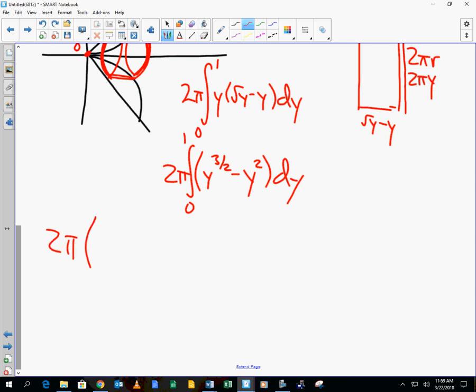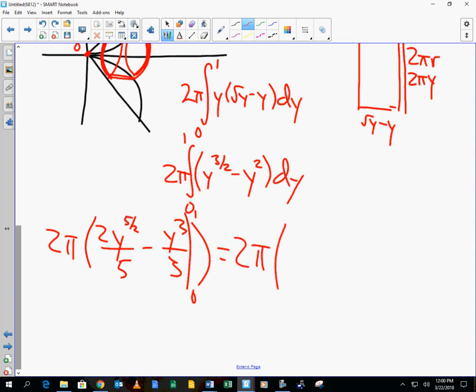Antiderivative of y to the 3 halves: y to the 5 halves divided by 5 halves, or multiplied by 2/5. And then minus y cubed over 3. Evaluate that at 1 and 0. 2 pi times, looks like 15 is going to be your common denominator. You plug in 1, you get 2 over 5, which is 6 over 15. Minus, you plug in 1 here, we get 1 over 3, which is 5 over 15. And so you get 1/15 times 2 pi. 2 pi over 15 is going to be that volume.